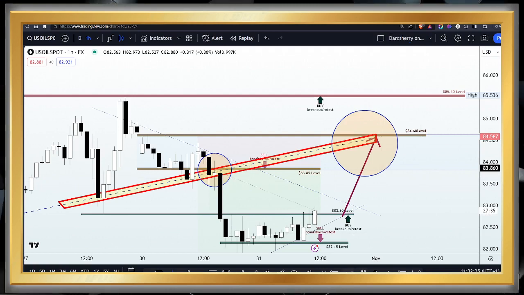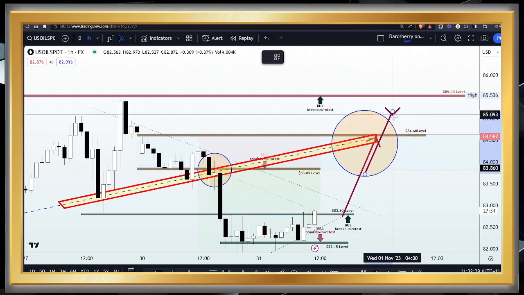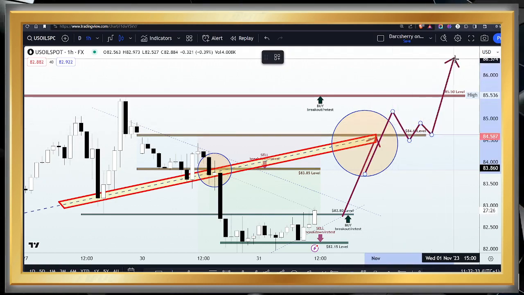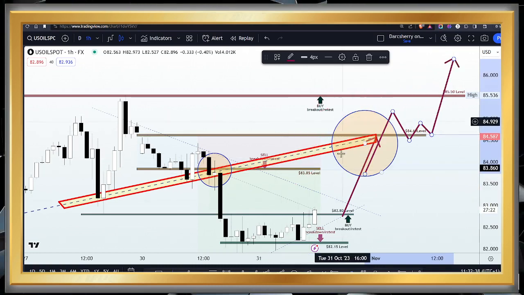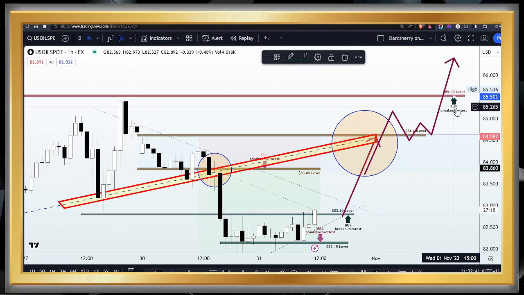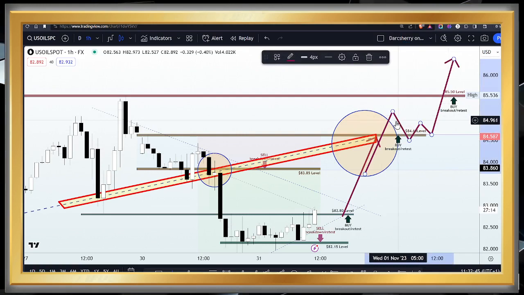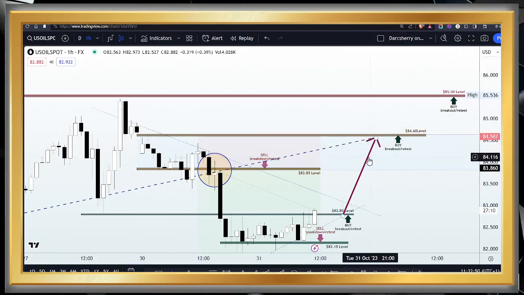That means that buyers are weak and they can't break out of that structure. However, if instead price breaks out of the ascending trend line and the $84.60 level, then we might be in for another wave of bullish momentum. And also remember that we have the $85.50 level as another opportunity to add more buy positions to our existing trade. So this is how we are going to be managing the US oil spot for today.